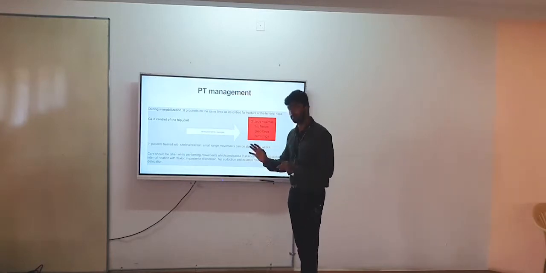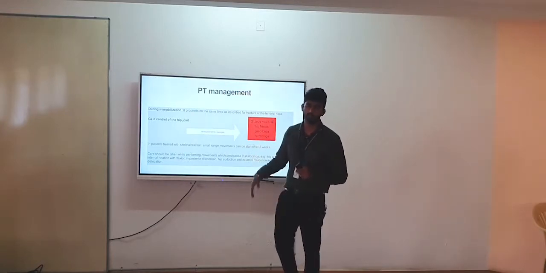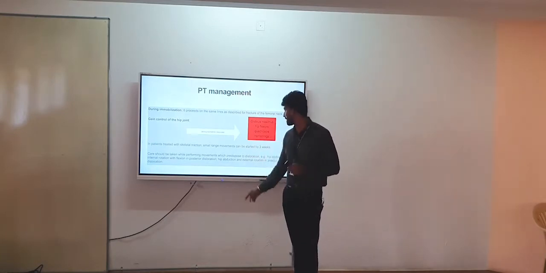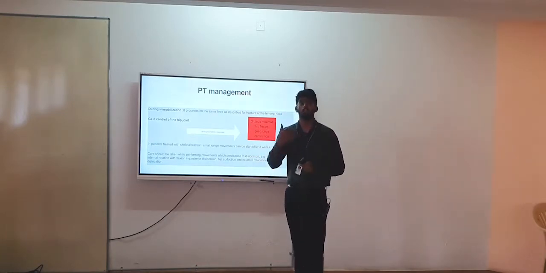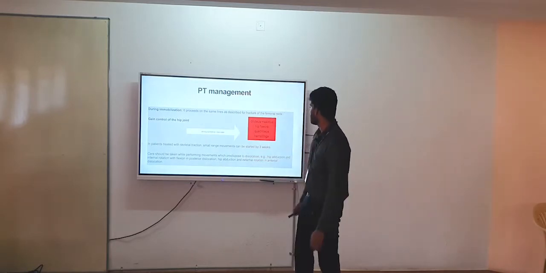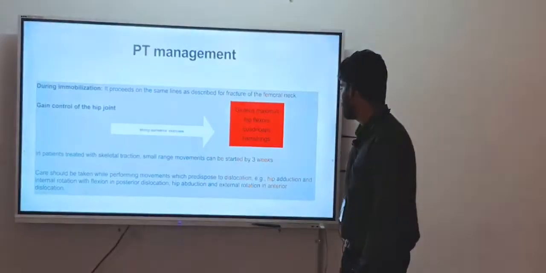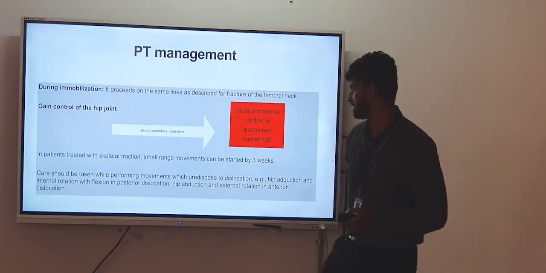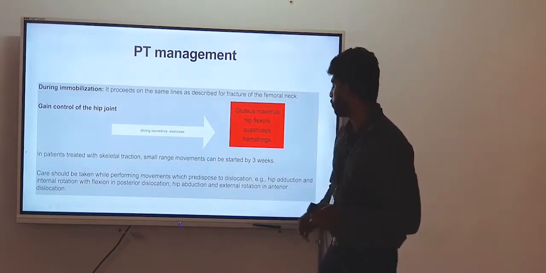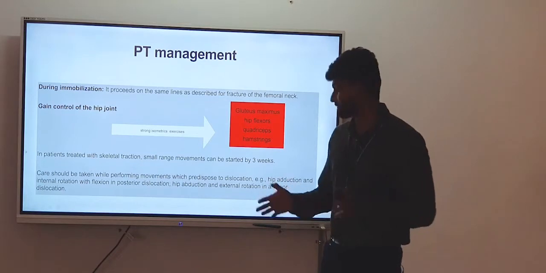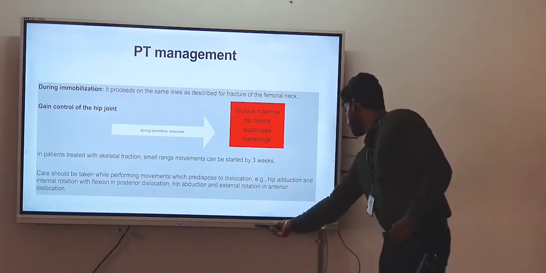So when you are going for the movement part, after 8 weeks when we are mobilizing the hip, it will be really easy for the patient to proceed further. In a patient treated with skeletal traction, small range movements can be started by 3 weeks. Within 3 weeks, the small range can be started. Care should be taken when performing movements which predispose to dislocation, for example, hip adduction. These are the main things you have to note down.